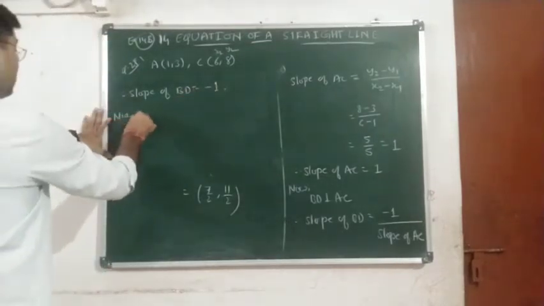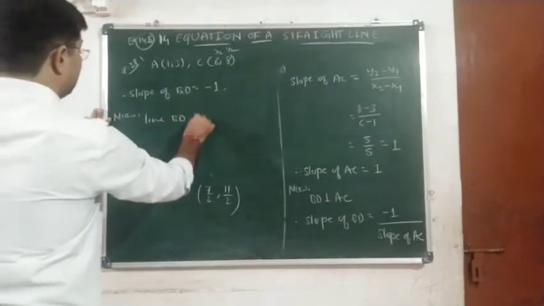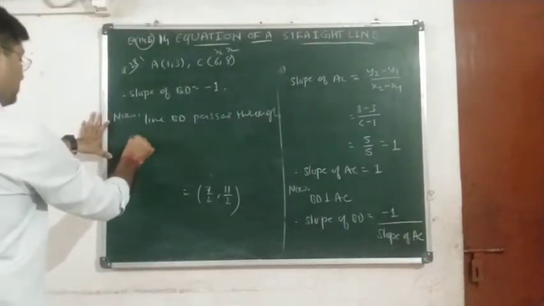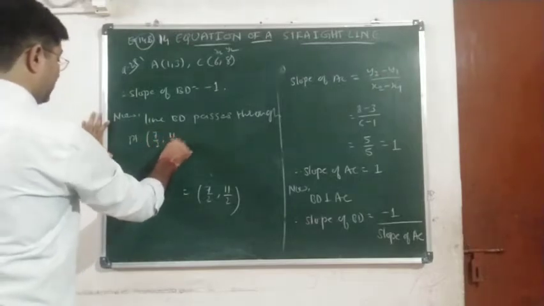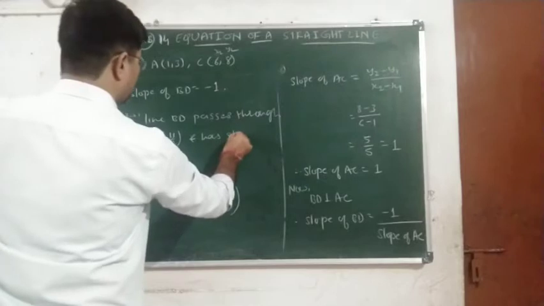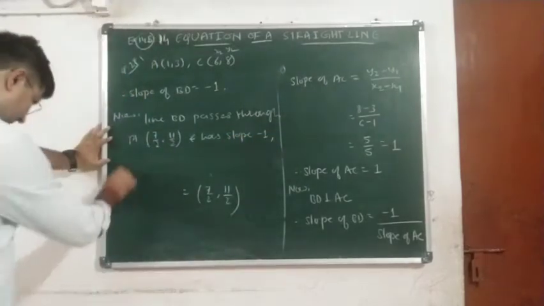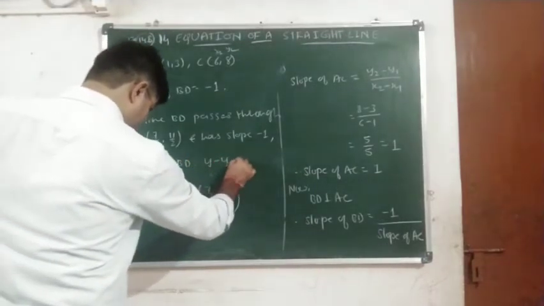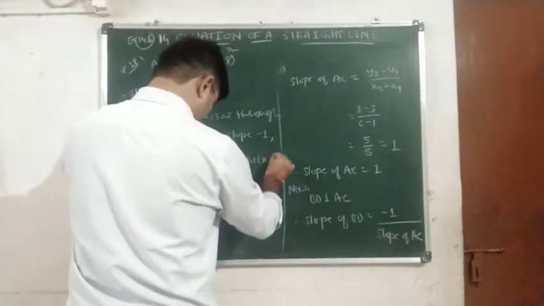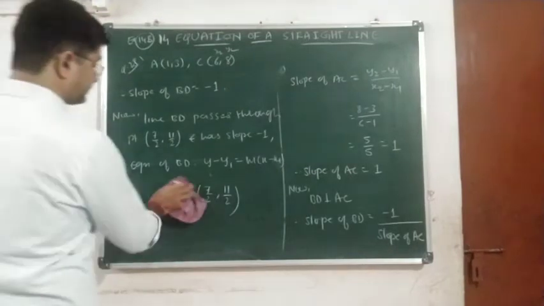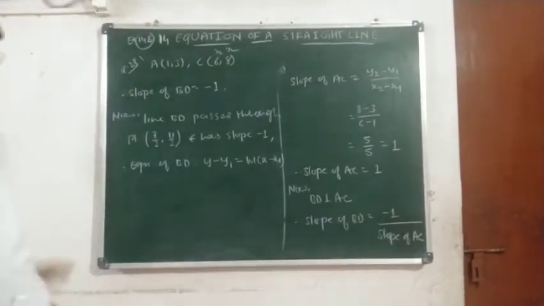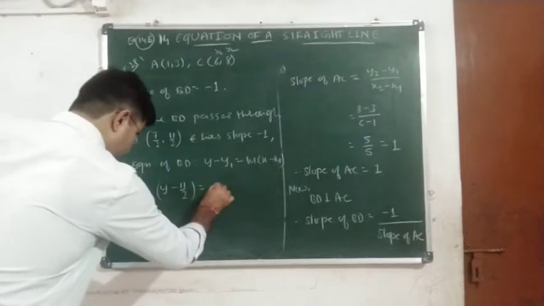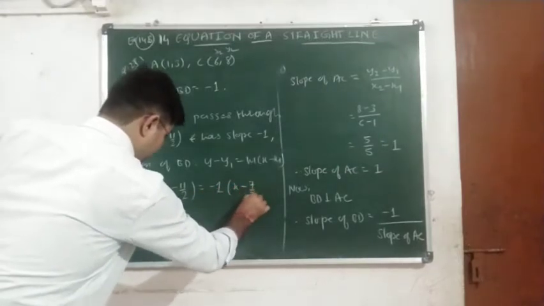Now line BD passes through point (7/2, 11/2) and has slope -1, and therefore equation of BD will be given by y minus y1 is equal to m into x minus x1, and therefore y minus 11 by 2 equal to -1 into x minus 7 upon 2.